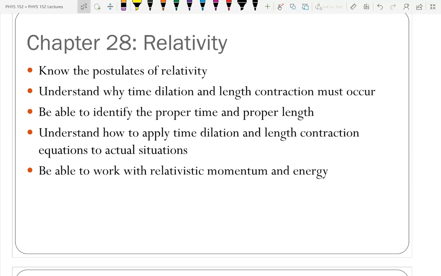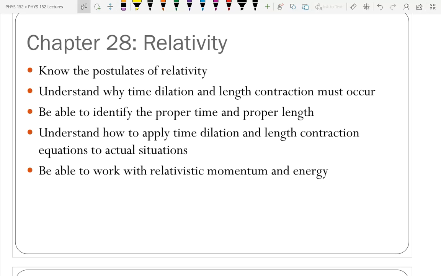Second postulate, in an inertial reference frame, all of our laws of physics work the same. So you need to be able to identify, what is an inertial reference frame? A reference frame that is not accelerated. It's a reference frame where Newton's first law is correct. If Newton's first law is not correct, then it's not an inertial reference frame. That's why it's called inertial. Newton's first law is the law of inertia. So you have those postulates of relativity.